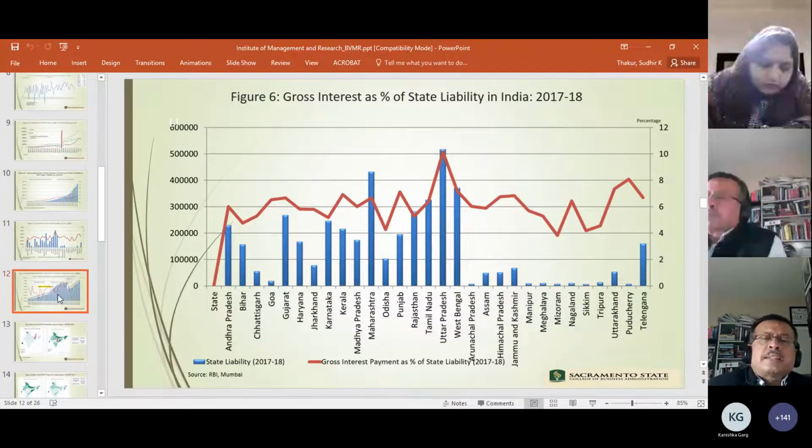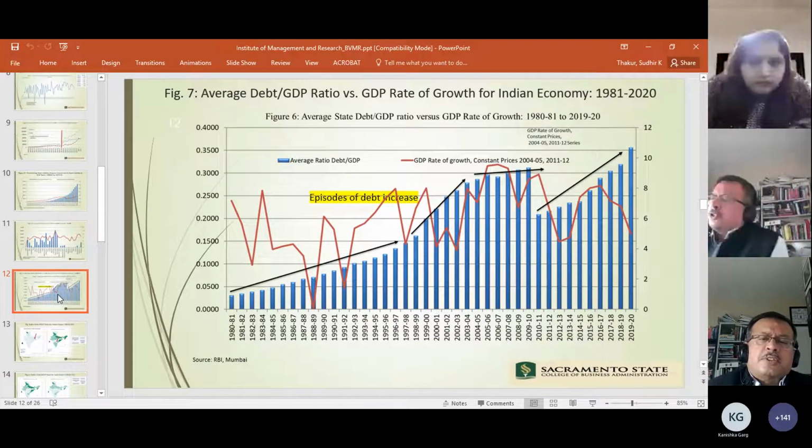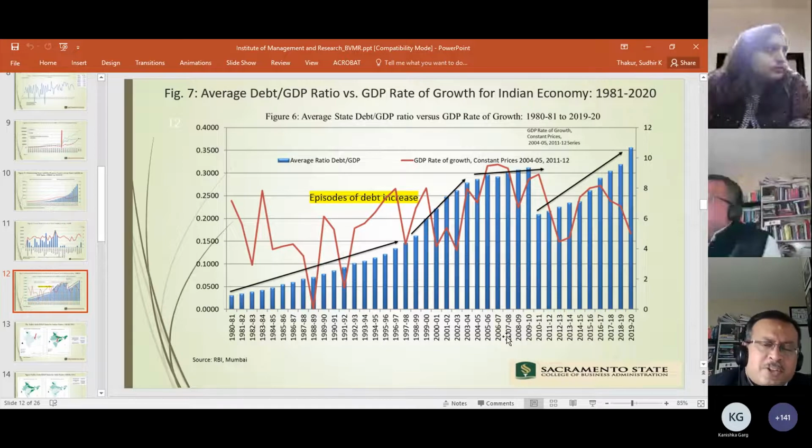Moving on to the next slide, this shows the computation that I did for the 40-year period, where I computed the ratio of average debt, the outstanding state liability, to the state GDP. And so the blue bars show the ratio yearly, consolidated for the state. We're not looking at the state level, but consolidated outstanding state liability for each year from 1980-81 to 2019-20. And I was more interested in identifying the episodes, the trends.